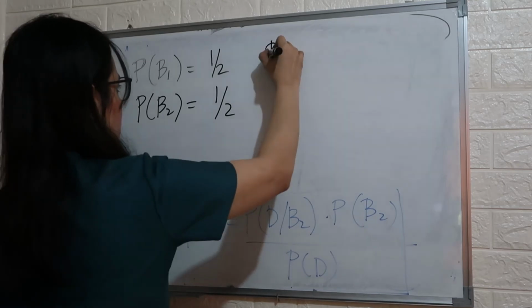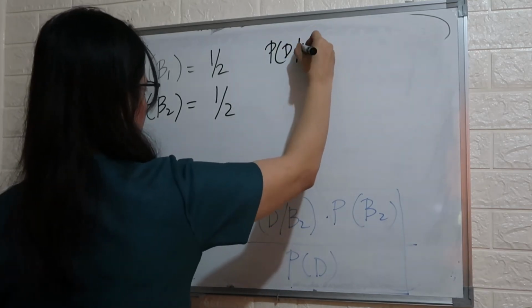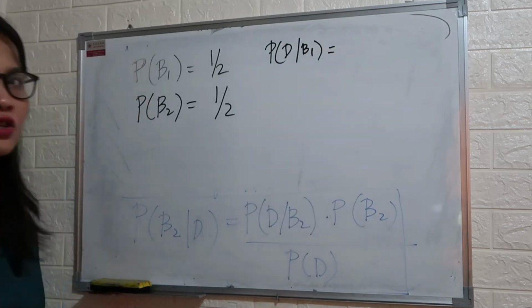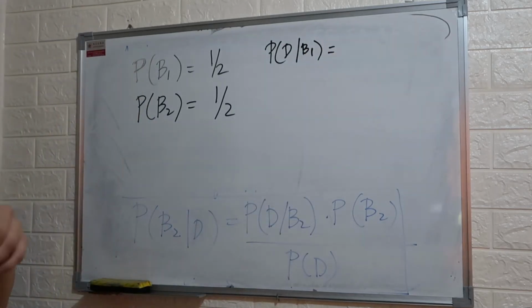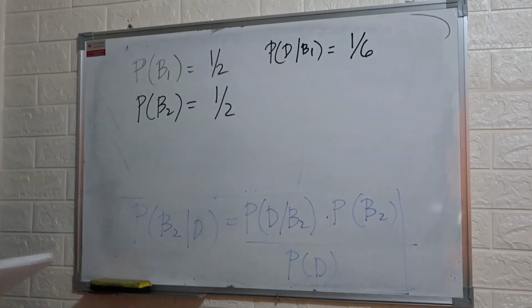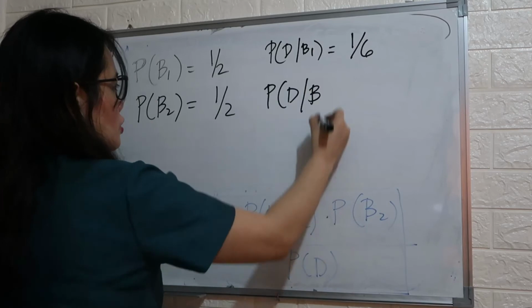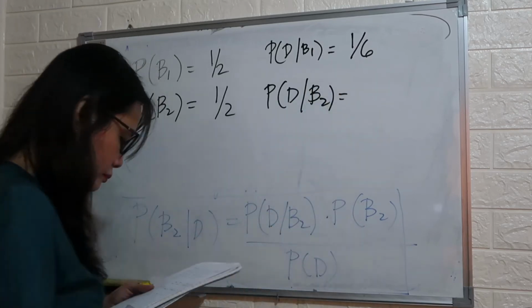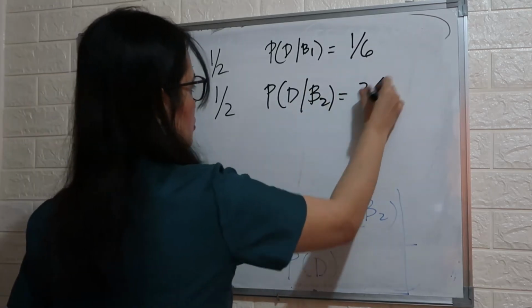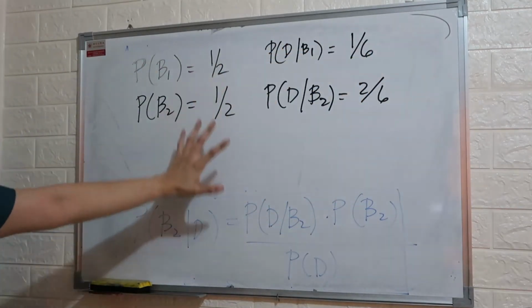And then the probability that the defective is in box 1, given that it is in box 1, will be 1 over 6. 1 defective out of 6. That's according to the problem. 1 defective phone over the 6 phones. And then the defective from box 2 will be 2 over 6. So after we identify the given in the problem, we can now solve it.